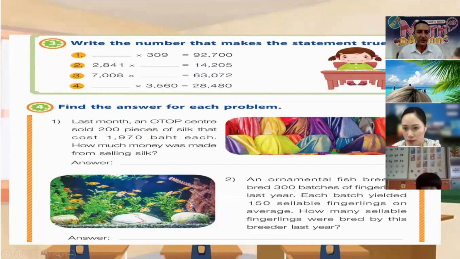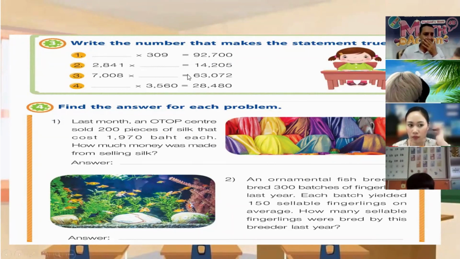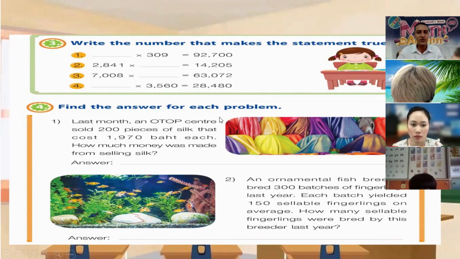Okay, so here we have to write the number that makes the statement true. So here we having a number given to us, 309. So 309, which is equal to 92,700. So what do you think? We have to find the multiplier. So what will be the suitable multiplier so we can make the statement true.